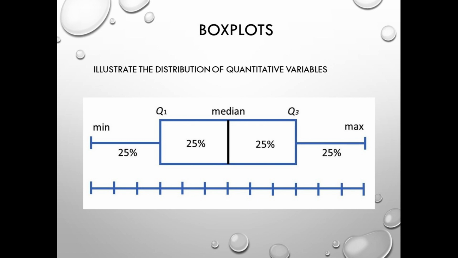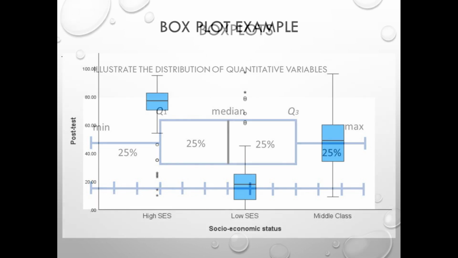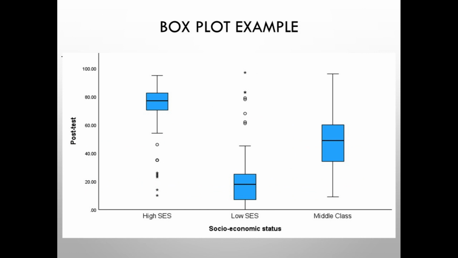The values in the box are also referred to as the interquartile range, and as I mentioned, they represent the middle 50% of the values. The upper whisker represents the top 25% of the values. For instance, in this example, we have three box plots showing the distribution of student scores on a post-test. These distributions are represented separately by socioeconomic status. The dots that we see outside of the whiskers are outliers, or extreme observations.